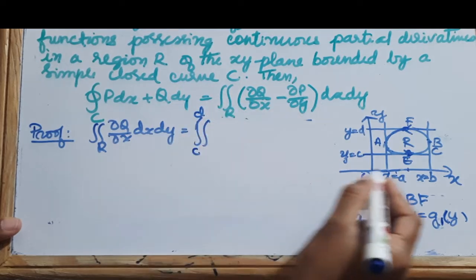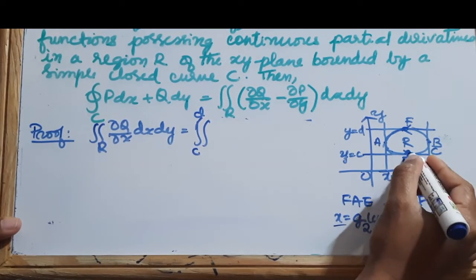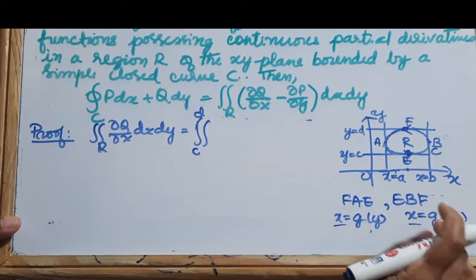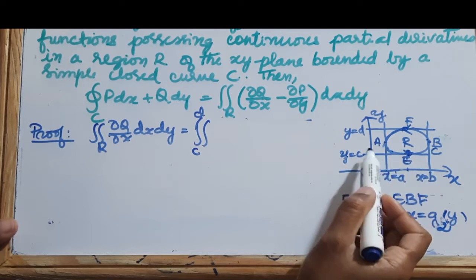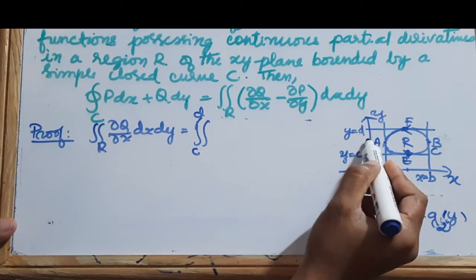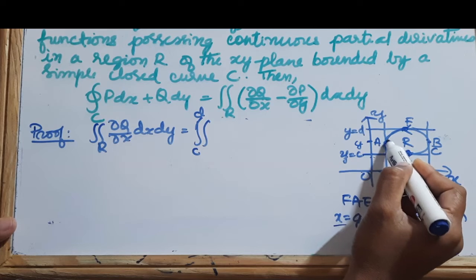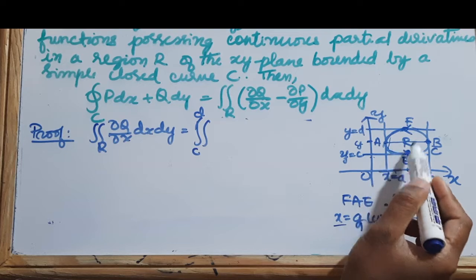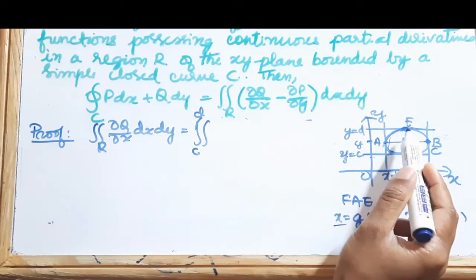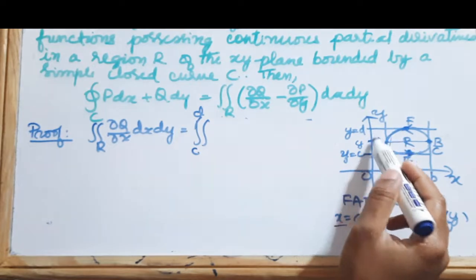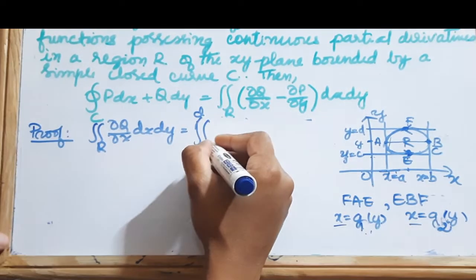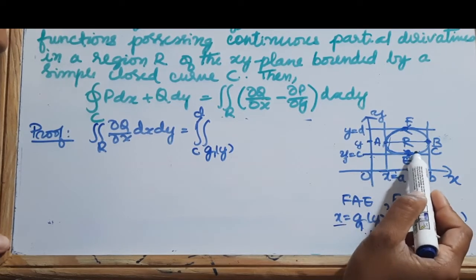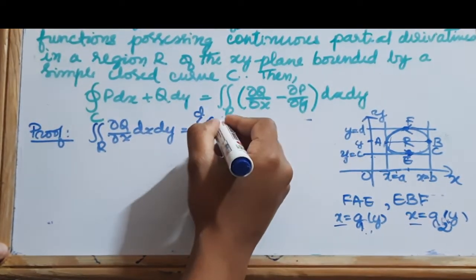So y from c to d, and for a fixed y, let's get back to this one only so that it is easy now. For a fixed y, x will vary from this point to this point in the region. So x will vary from this curve to this curve. This curve we have called FAE, therefore g1 of y, and this curve EBF, we have called g2 of y.